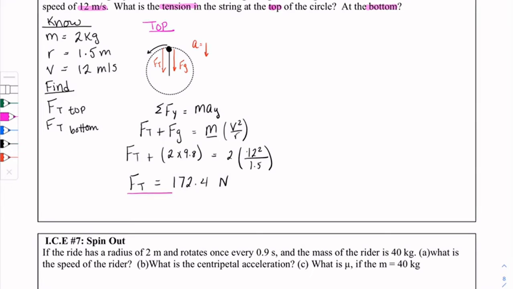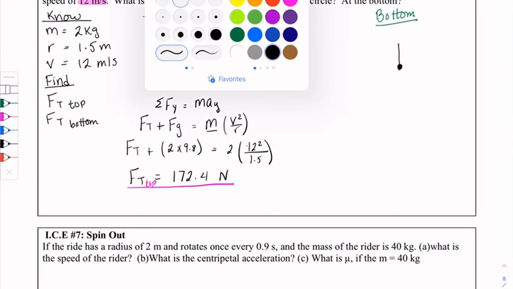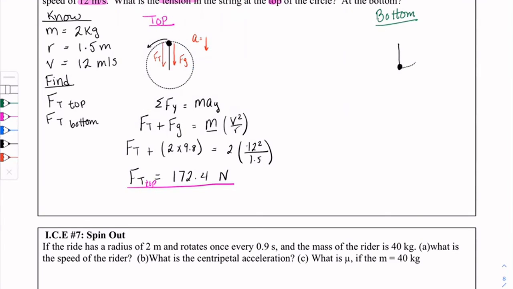Okay? So that's for the top. All right, now let's solve for the bottom. Let's see if the tension force at the bottom of the path is any different than the tension force at the top of the path. Here's my ball on a string. This time the ball is at the bottom of the path. And I'll draw the dotted line to represent the circular path that the ball will follow.